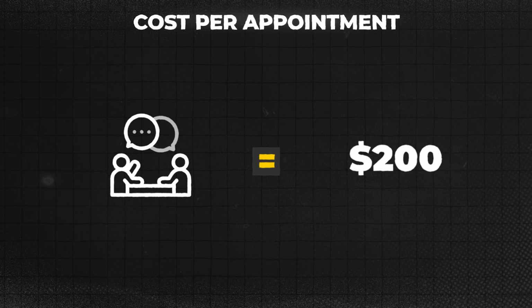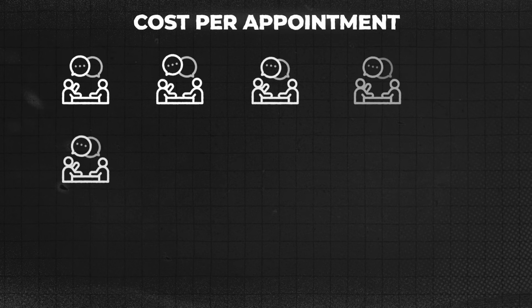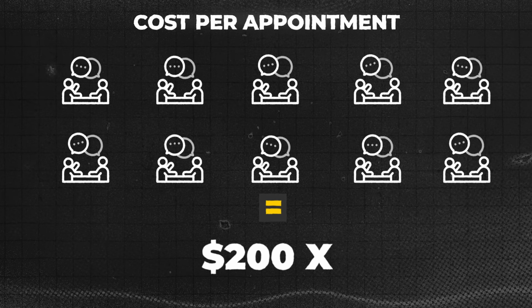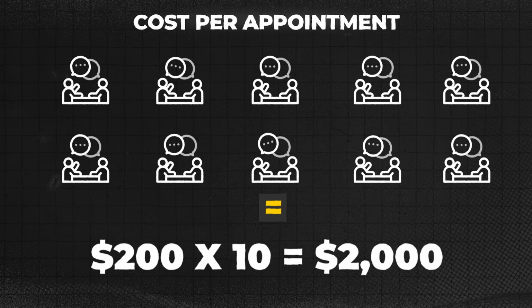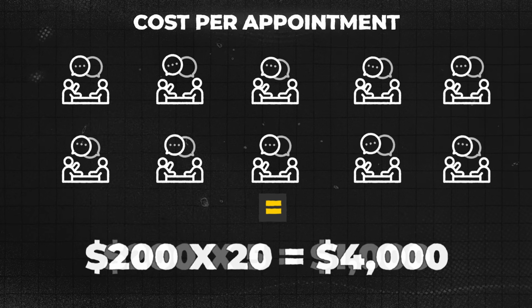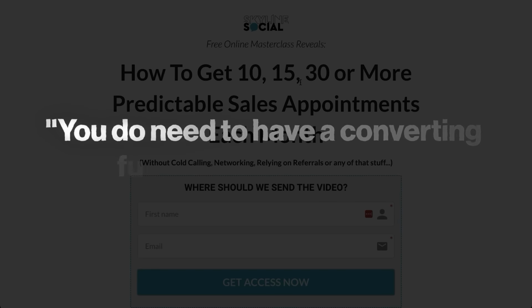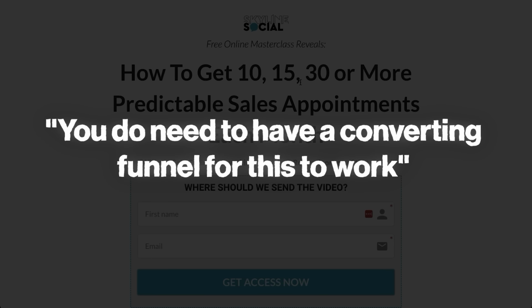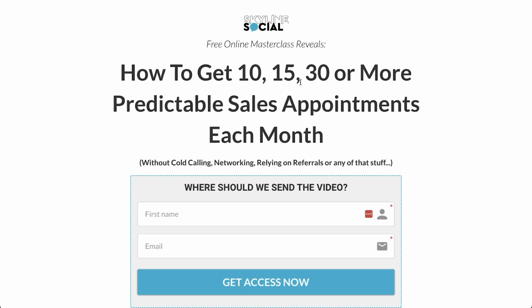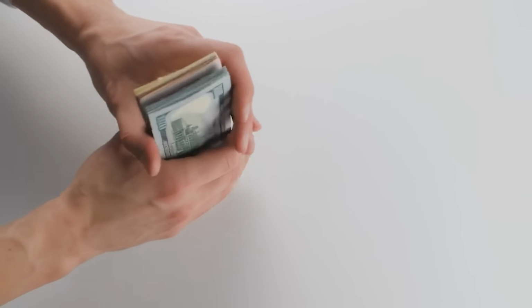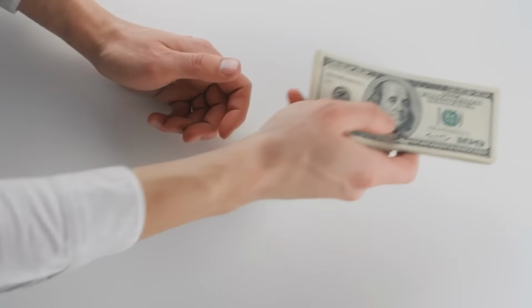So let's just say, for example, your average cost per appointment is $200. If you want 10 appointments one month, you just pay $200 times 10. So you pay $2,000. If you want more appointments, you pay more. And if you want fewer appointments, you pay less. It really is that simple. Obviously, you do need to have a converting funnel for this to work, but once you do have a converting funnel, you literally just pay per lead or pay per appointment to the advertising platforms that you're running ads on.